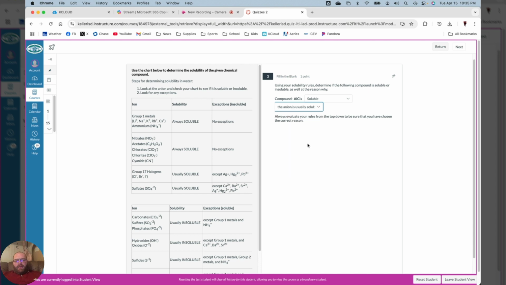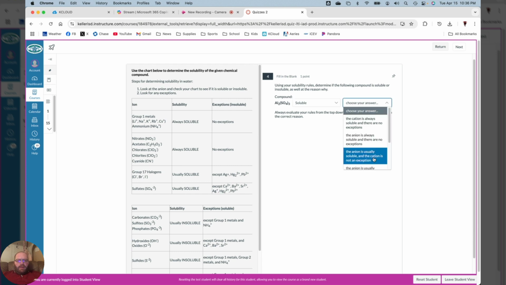So you're going to identify solubility and then the rule as to why. And so we'll look at one more. Again, aluminum. We said it wasn't on this first row. Sulfate, SO4, has its own row, usually soluble unless it's one of those six. And aluminum, Al, is not one of those six. So this one happens to be the same answer as the last one: soluble, because the anion is usually soluble, the cation is not an exception.